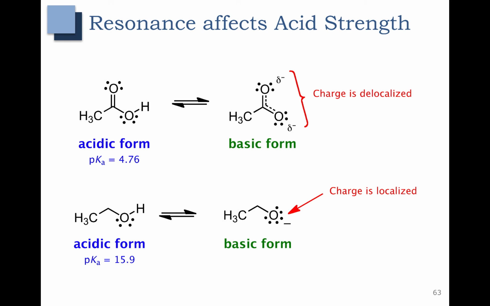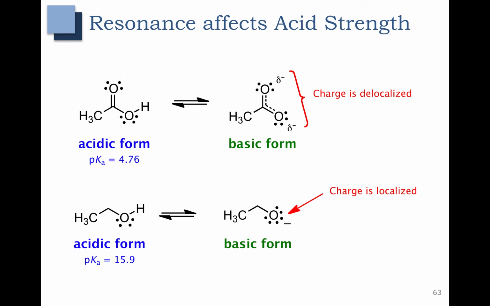Another factor that affects acid strength is resonance. We can see here a carboxylic acid compared to an alcohol. Both of these have OH groups, so you might think that they have similar acidity, but the acidities are actually quite different. In fact, the carboxylic acid has a pKa of about 5, whereas the alcohol has a pKa of about 16.